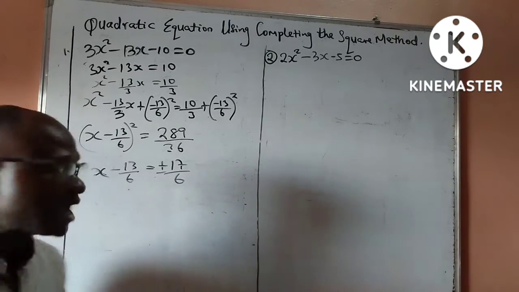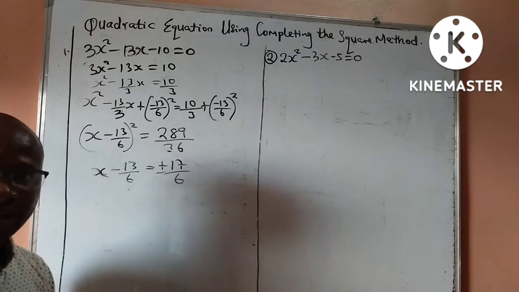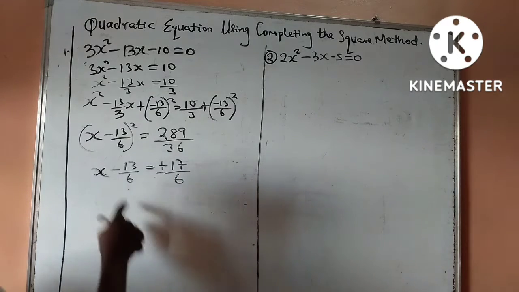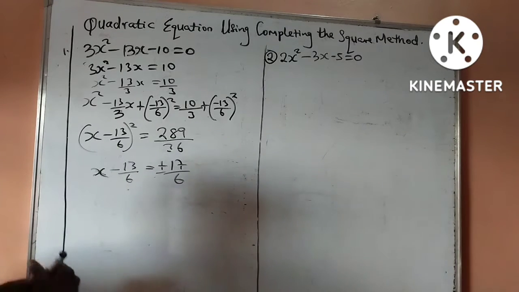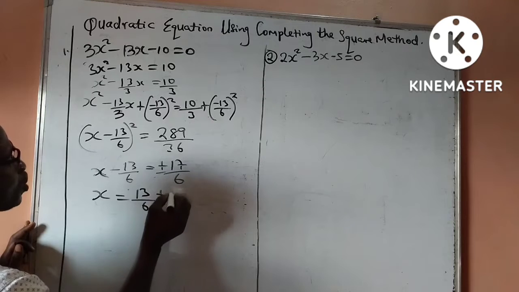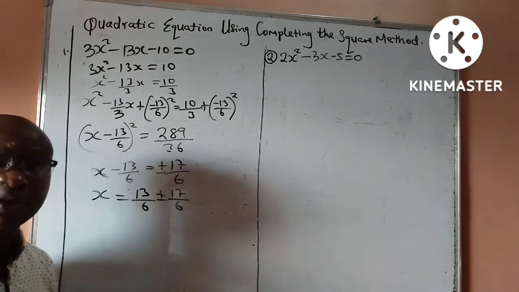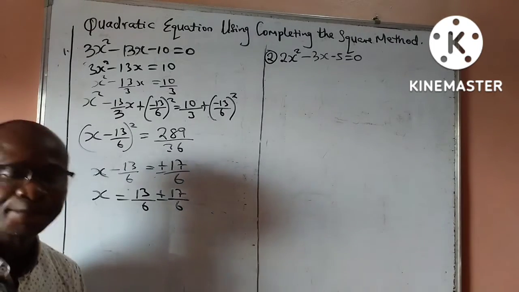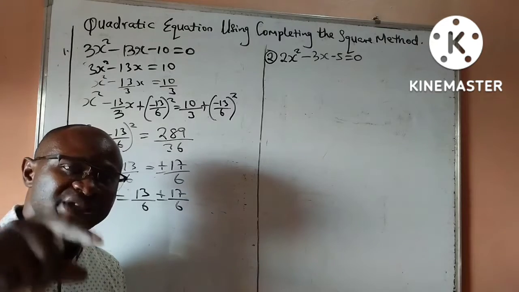Now, the sixth step is to make x to be independent. That is subject of the formula, subject of the relation. What does it mean? I will carry this minus 13 over 6 to the right hand side. And when I do that, it will look like this: 13 over 6 plus or minus 17 all over 6. So x is now alone because it is x that I am looking for. Okay? So now, what is the seventh step, which is the last step?